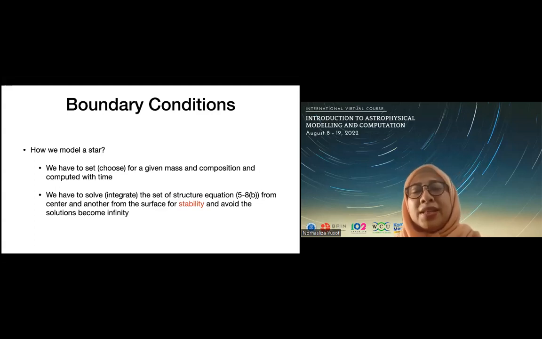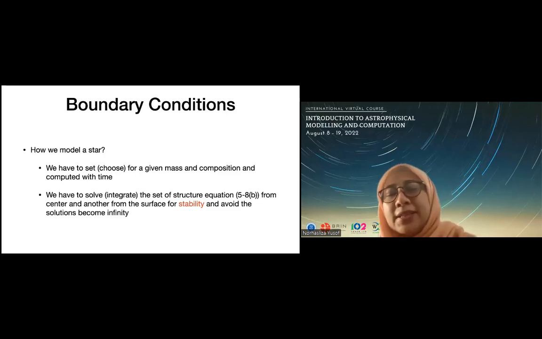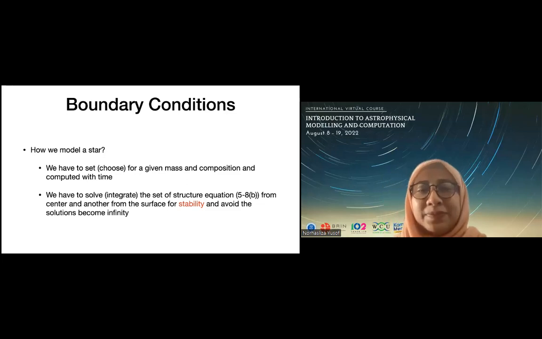For example, we want to calculate for the Sun. We set the mass of the Sun as 1 solar mass, and then we set the initial composition, and then we evolve from time 0 until 4.6 billion years, for example. From there we can get the properties of our Sun. In order to solve the stellar structure equations, we need to integrate the set of structure equations in Lagrangian coordinates from the center to the surface, and also from the surface to the center. Don't get confused, we have to do both, right?